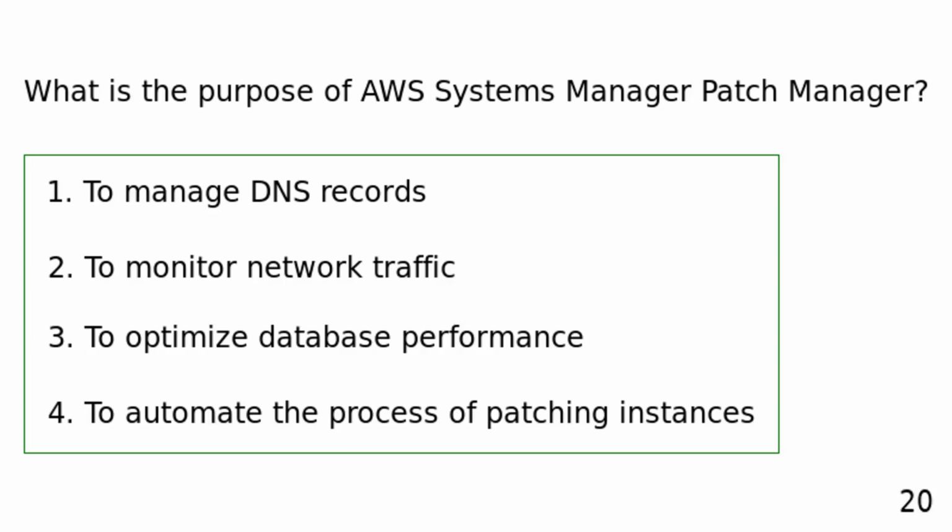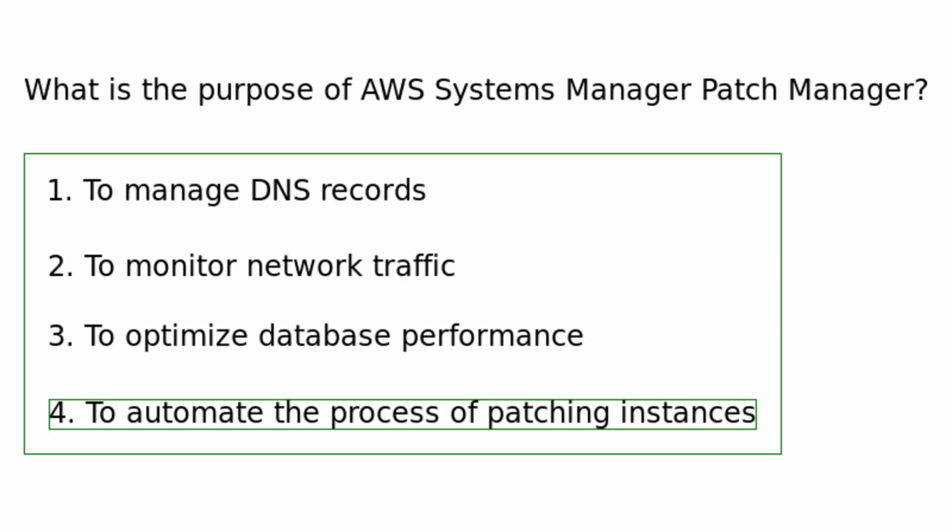What is the purpose of AWS Systems Manager Patch Manager? To manage DNS records. To monitor network traffic. To optimize database performance. To automate the process of patching instances. Patch Manager in AWS Systems Manager automates the process of patching your instances in a consistent and secure manner, reducing manual effort and increasing security.